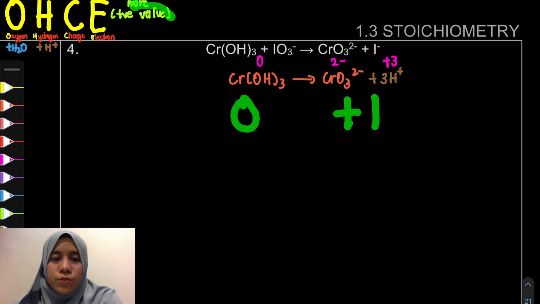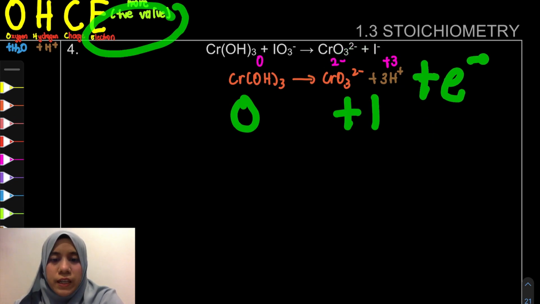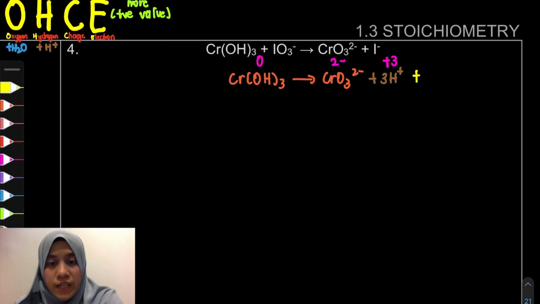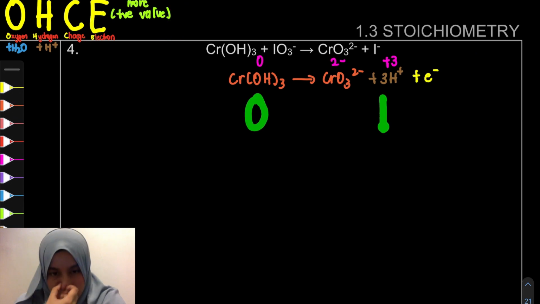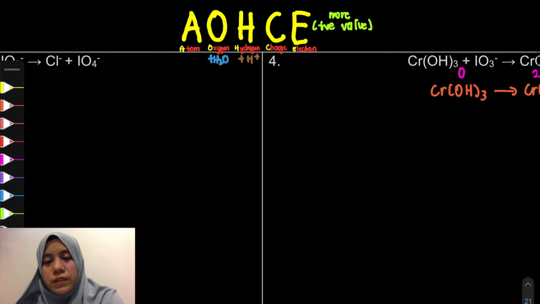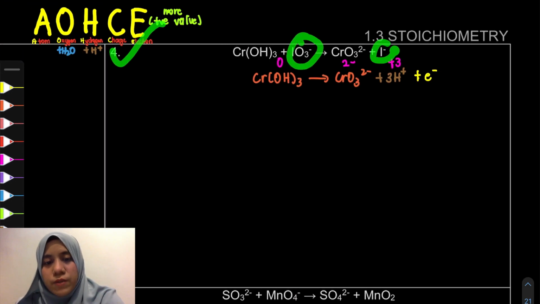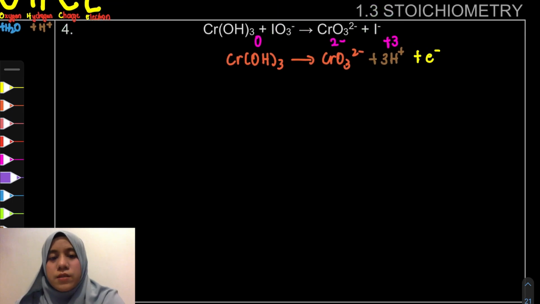Positive 1 with 0, we will add an electron to the more positive side. So, plus electron. Now, after adding 1 electron, the charge is balanced, because both sides are 0. Okay, now for the IO3 minus from I minus.